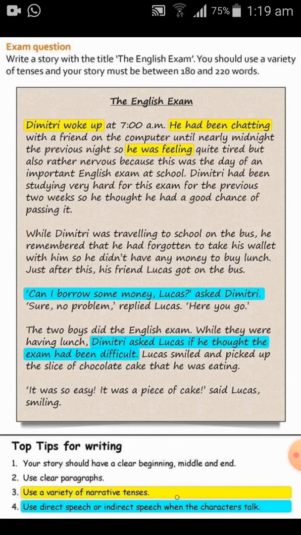Use a variety of narrative tenses. Use direct speech or indirect speech when the characters talk. You also use a lot of descriptive words, words for feeling, synonyms. You cannot repeat the same words more than once. You have to show the examiner you have a wide variety of vocabulary. So you have to put in powerful vocabulary, powerful verbs. And I think you have a lot of sheets for synonyms.